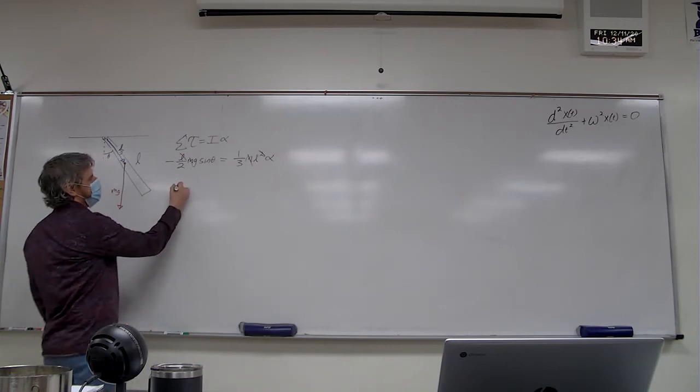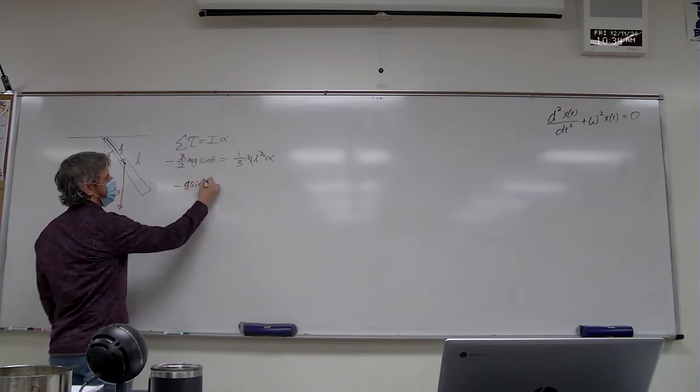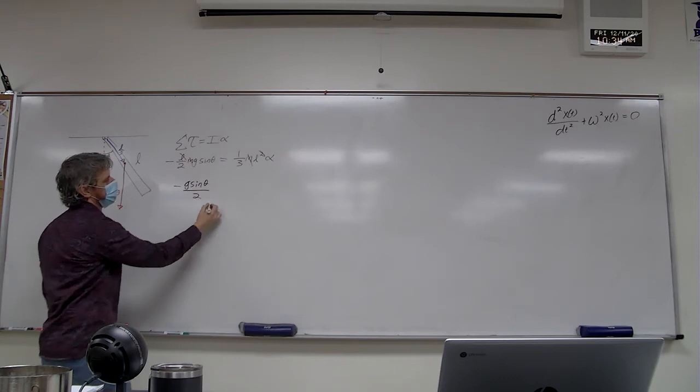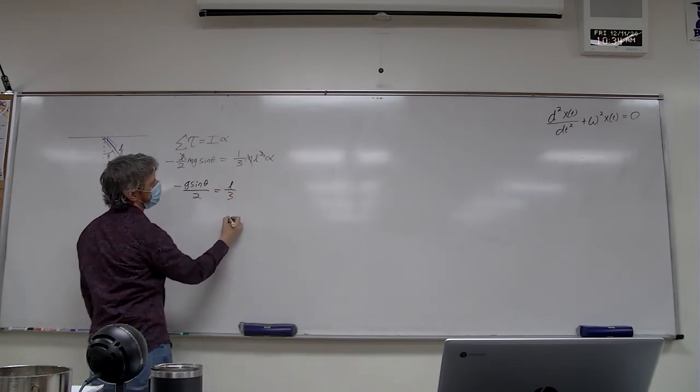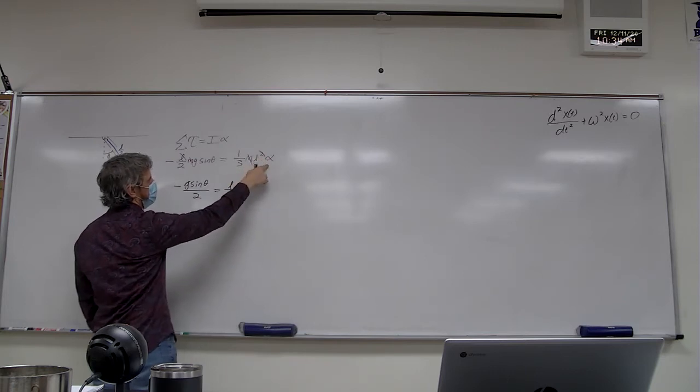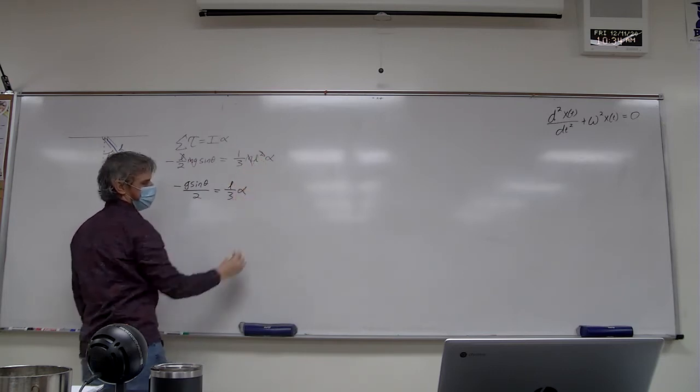So I have negative g sine theta in the numerator over 2 is going to equal, over here I have L over 3 times the angular acceleration.